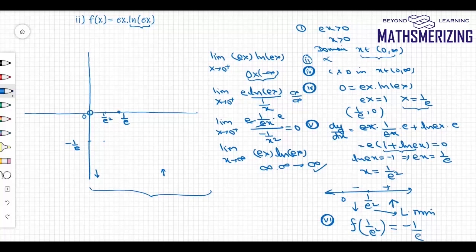Now the limiting value at 0 is 0. I'll put an open circle at 0, and then I'll start drawing the graph. So between 0 and 1 upon e, it will decrease, and it will have a minima at 1 upon e. It will pass through 1, and then it will go up to infinity. So that is the graph of x ln x.